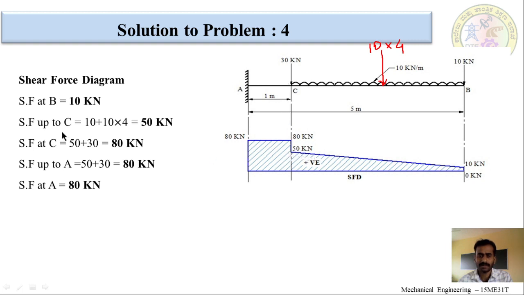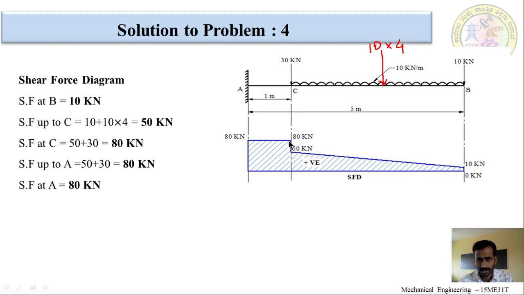So, up to C we have the shear force value as 50. So, it varies from 10 to 50 uniformly, that is with the inclined straight line. And then what is shear force at C? At C it is 80. So, we have to draw a vertical line. This vertical line is because of the point load 30 kilonewton.